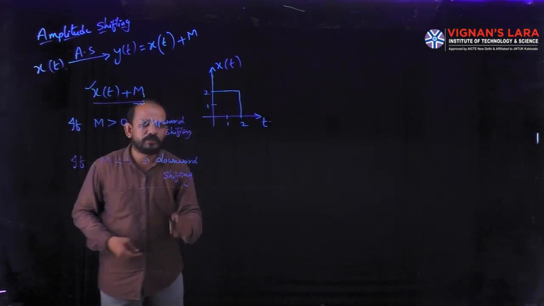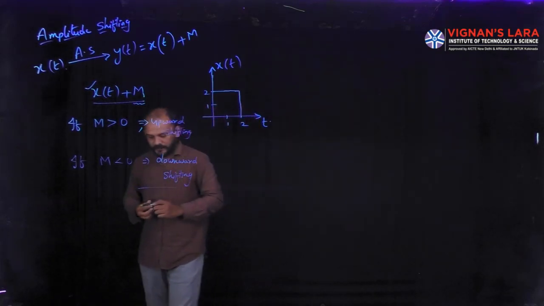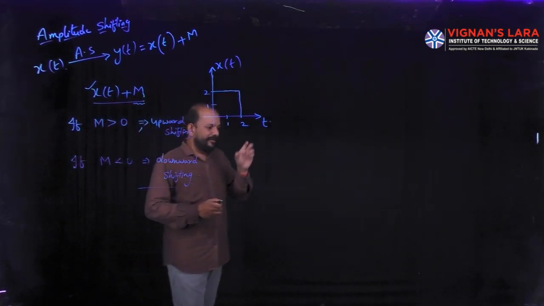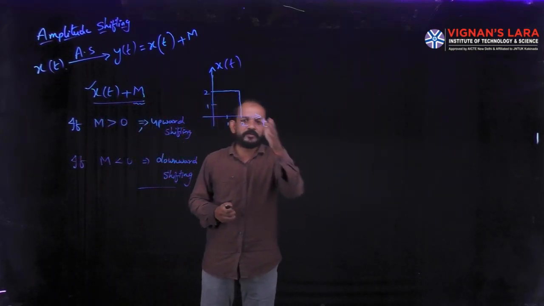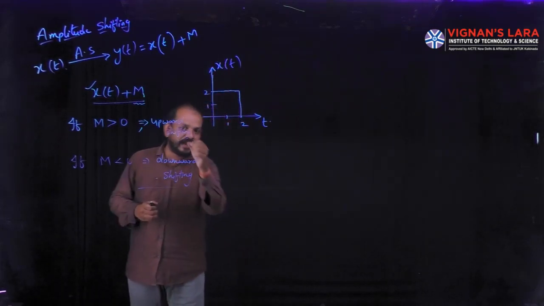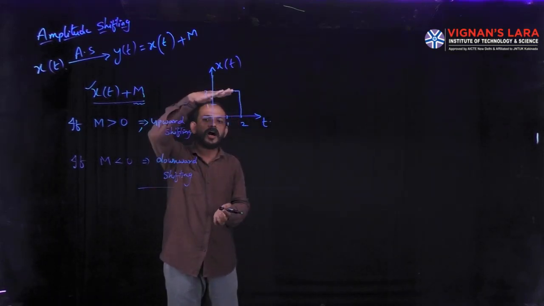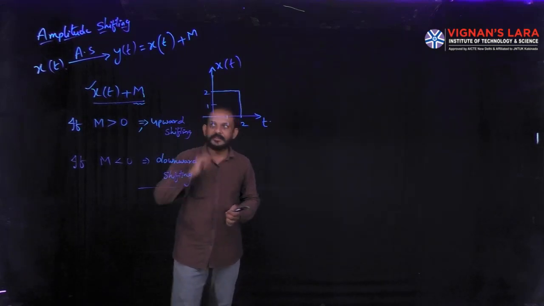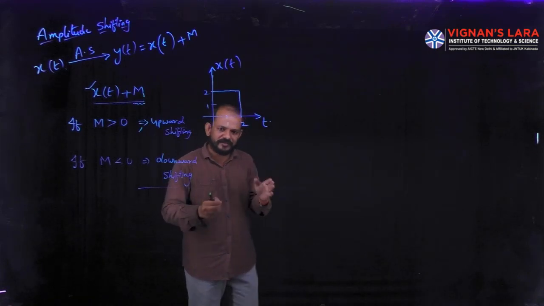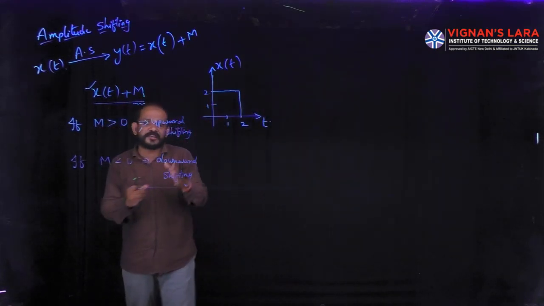Now, we will see how the signal will move upward or downward. Simple logic: shifting means moving. In amplitude shifting, the signal will move with respect to the amplitude. Here, I have taken the amplitude on the y-axis, that is vertical. Hence, the movement is along the vertical axis, that is, either upward or downward. Whereas in time shifting, the shifting, that is the moving of the signal, is with respect to time.